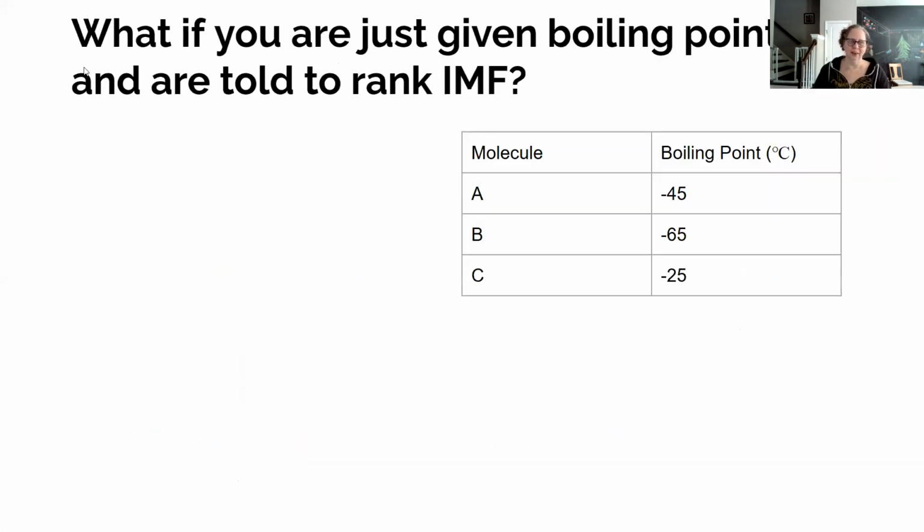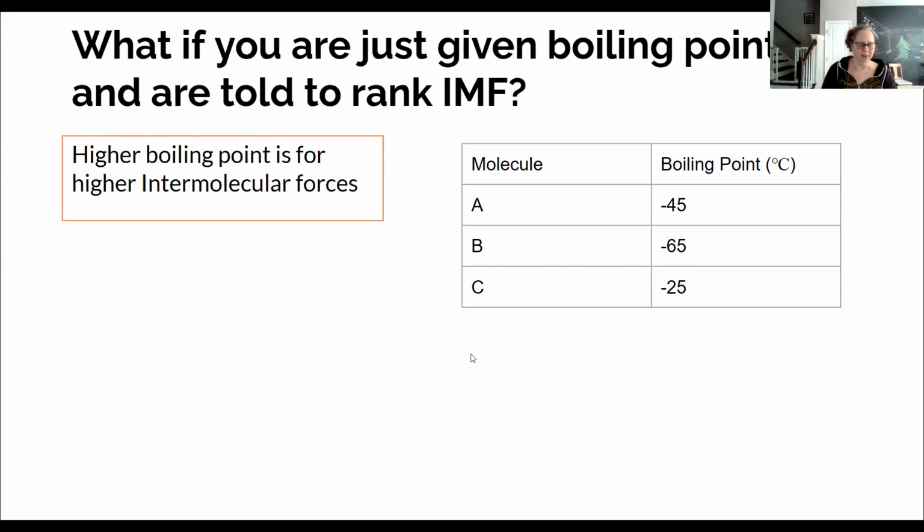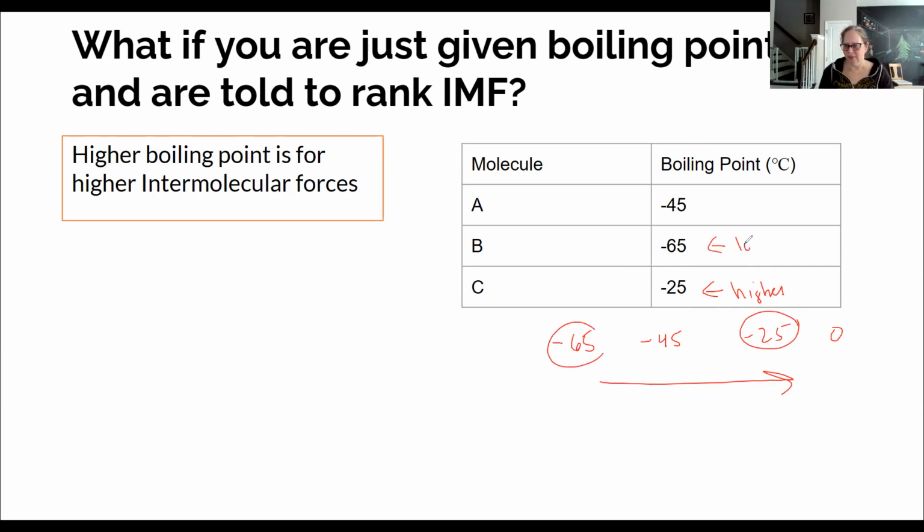For this one, I don't know what the molecule is, so I can't find the molar mass. I can't draw the molecule. The only thing they gave me is boiling points. What do I know about boiling points and IMF? If I have a high boiling point, I have higher intermolecular forces. What is the highest boiling point here? That's this one, because these are negatives. So the smaller number is going to be closer to 0 and to the right side. So the highest IMF is going to be C. The lowest IMF is going to be B. Higher boiling point, higher intermolecular forces.